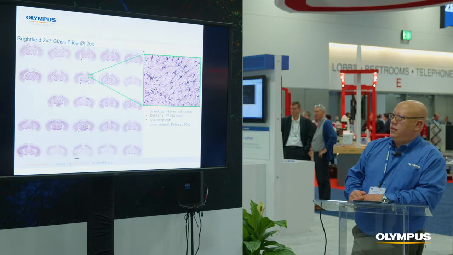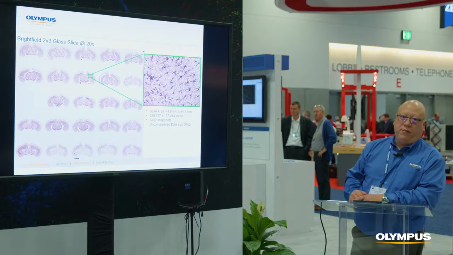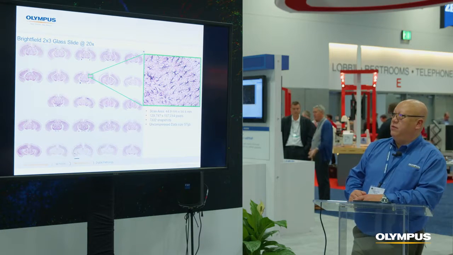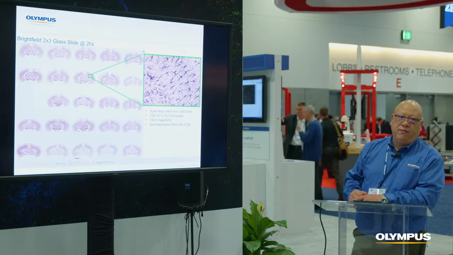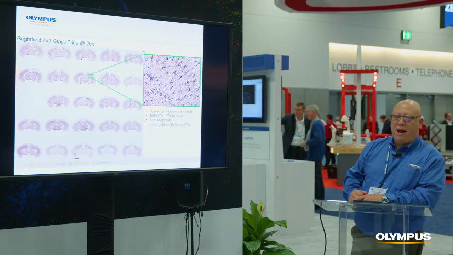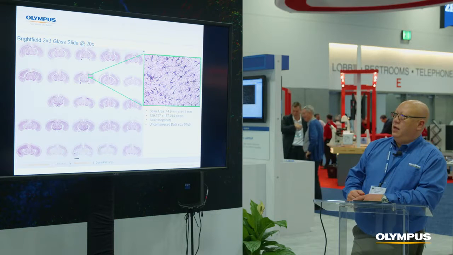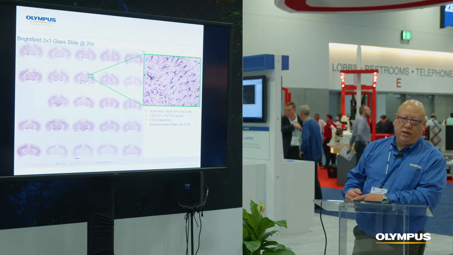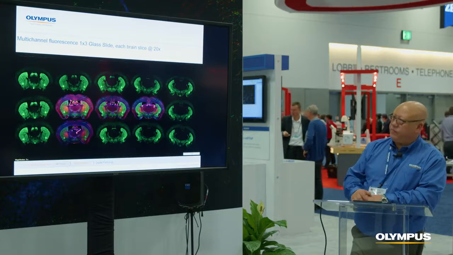So how many pixels is this image? Well, it's about 20 billion pixels. We're looking at 129,000 by 157,000 pixels. So it's the ability to have macro to micro imaging in the same image itself. So you're able to deliver the resolution that you're doing your research at.